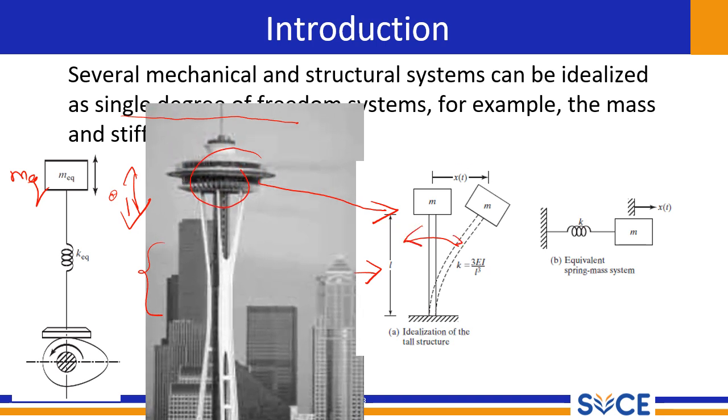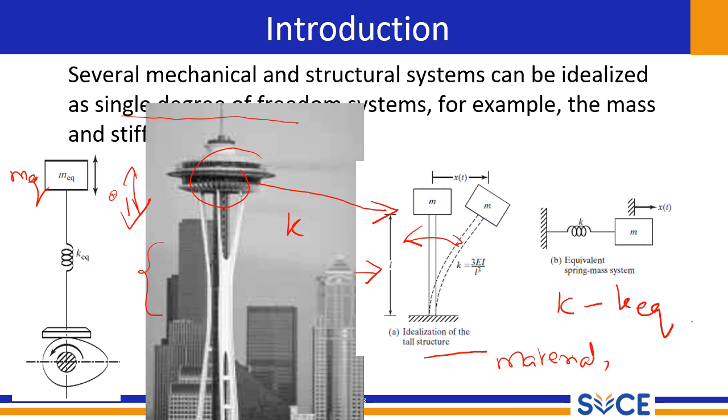This simplification is illustrated in these diagrams. On the left, we have the Needle as a tall structure with a certain stiffness. On the right, we have the classic spring mass system, the archetype of the single degree of freedom model. The k value represents the equivalent stiffness of the structure, how much force it takes to displace it. In the case of the Space Needle, stiffness depends on its material properties and geometry, specifically how the length of the structure cubed impacts the overall stiffness.